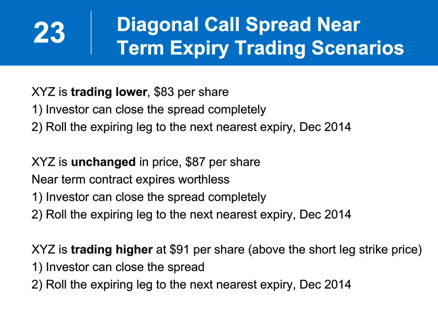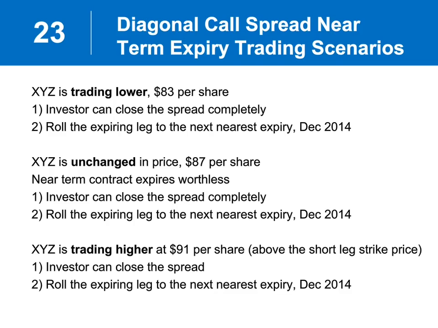We would buy back the short leg and sell a new December contract and maintain the diagonal spread. On the other hand, if XYZ is unchanged in price at $87 a share, the near-term contract will expire worthless. The investor can close the spread out completely, or, again, choose to roll the expiring leg to the next nearest expiration. And again, finally, if XYZ is trading $4 higher above the short leg strike price, the trader can choose to close the spread or buy back the in-the-money contract and roll to the next nearest expiration.